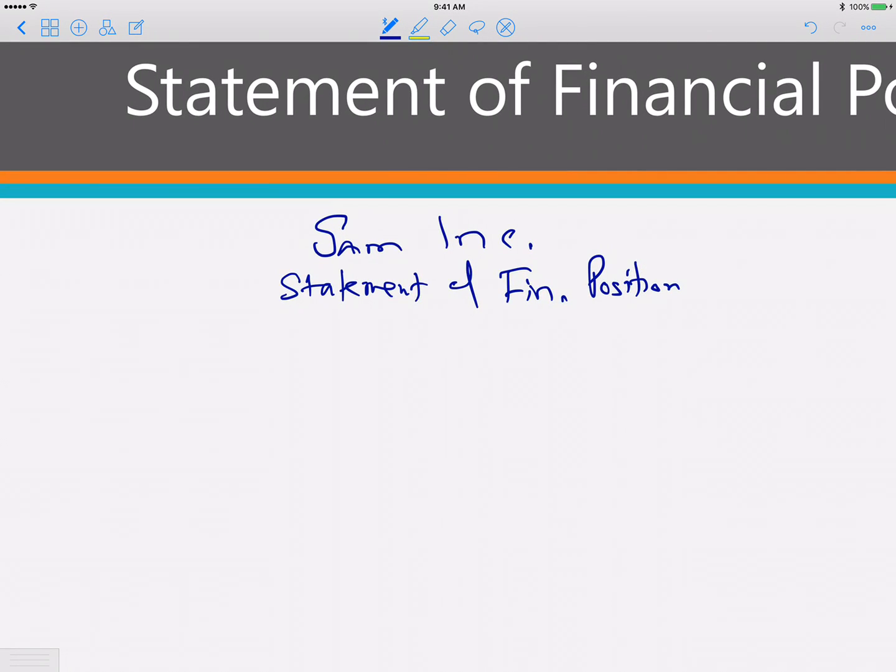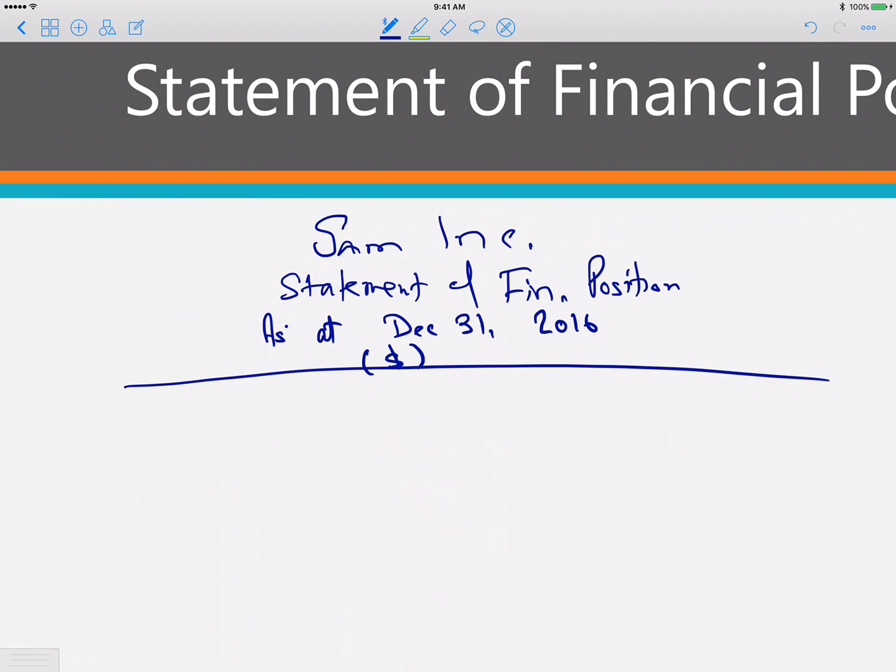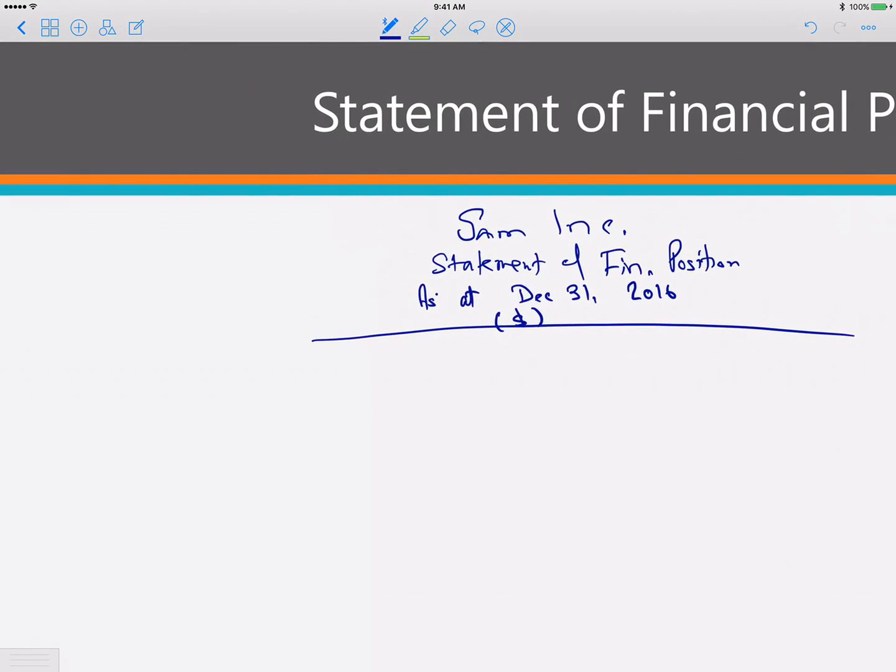So if you recall, the statement of financial position is a specific point in time. So let's say that this is going to be at the very end of the year, and every statement of financial position must say "as at," because it is a specific point in time. So as at December 31st, 2016. If you want, you can put a $ sign to show that all the figures are in dollars. So we're going to start with the assets.